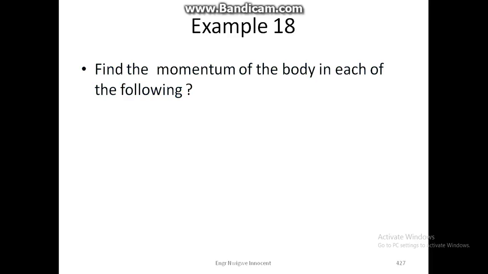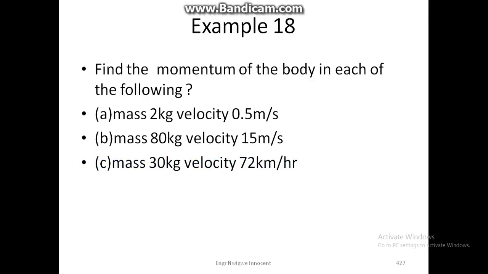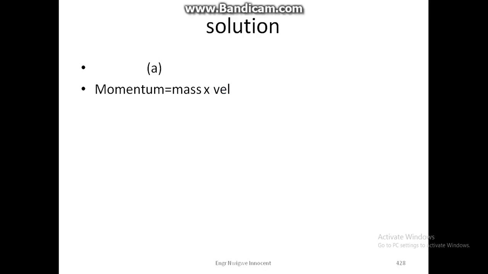Example 18. Find the momentum of the body in each of the following: A. Mass 2 kg, velocity 0.5 meters per second. B. Mass 80 g, velocity 15 meters per second. C. Mass 30 kg, velocity 72 km per hour. Solution: A. Momentum is equal to mass times velocity. Our mass is 2 and our velocity is 0.5. If we multiply the two, we get 1 Newton second.